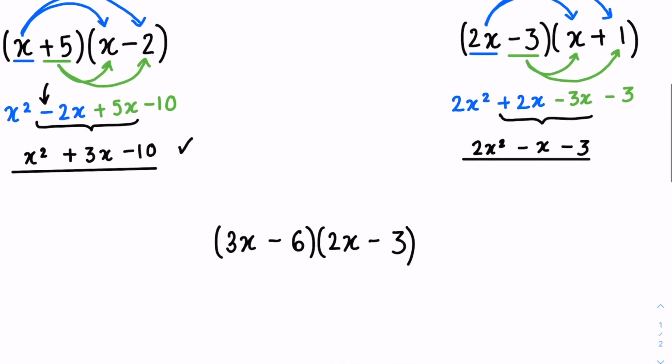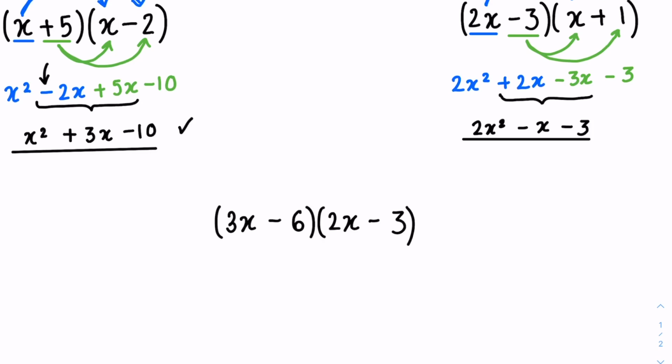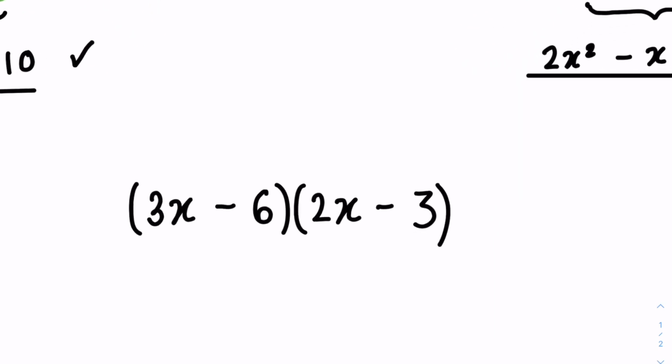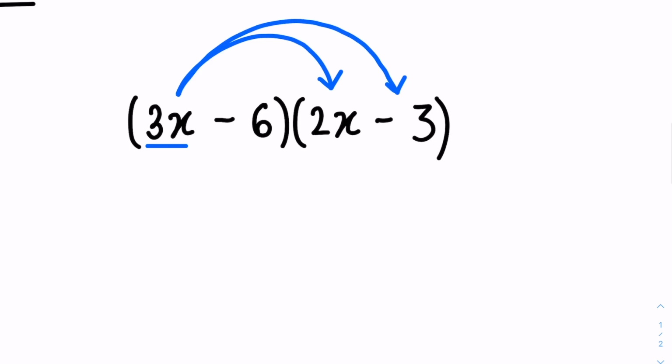All right, the last example. We have (3x - 6)(2x - 3). Again, taking your first term, which is a 3x, I'm going to multiply this by the 2x here and by the minus 3 here. 3x multiplied by 2x gives you 6x squared. 3x multiplied by minus 3 gives you minus 9x.